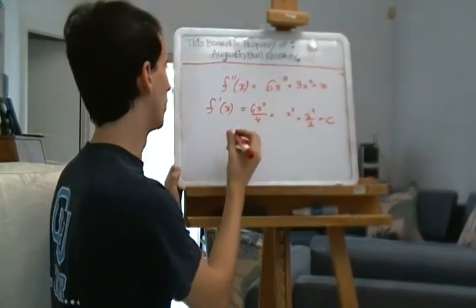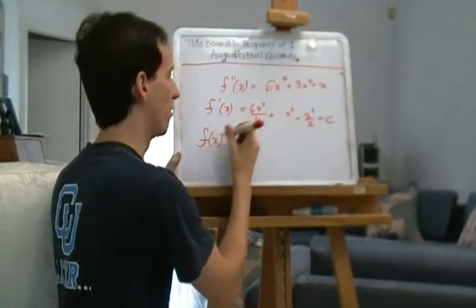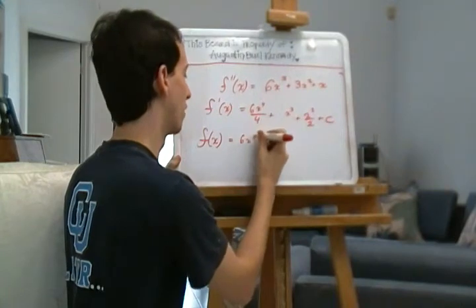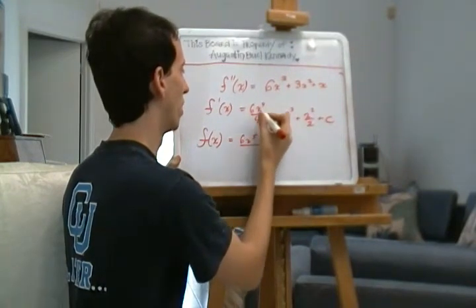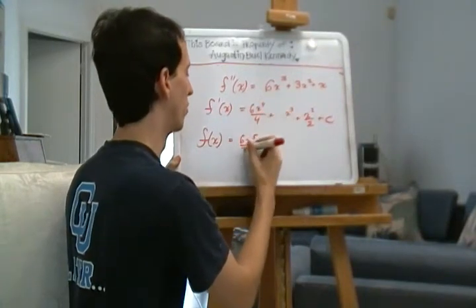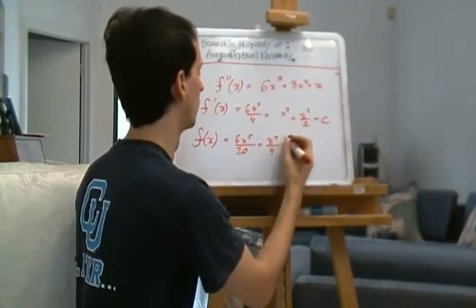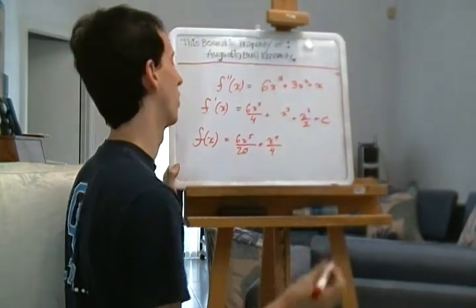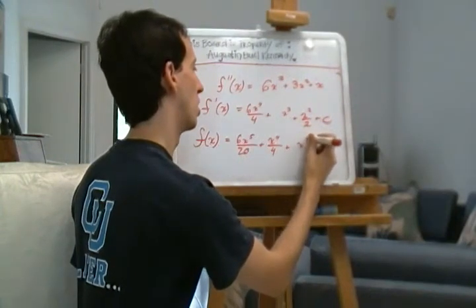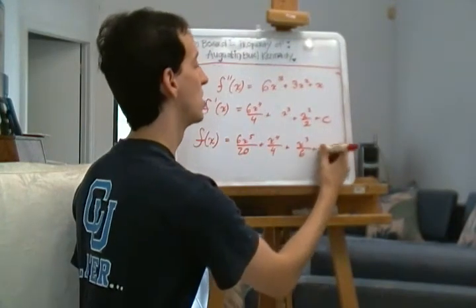Now, that's only the first derivative. We want to find the original f. Well, the way we do that, we're going to take the antiderivative of all of that. And that's going to give us 6x to the 5th over 4 times 5, or 20, plus x to the 4th over 4. Wait, let's see, 3 over 12 is, yeah, that works. Plus x cubed over 2 times 6 plus c.